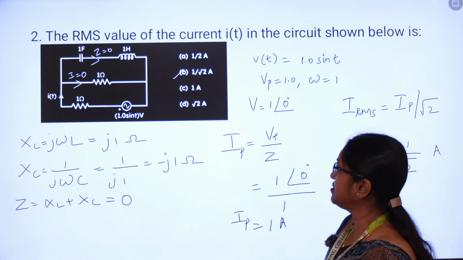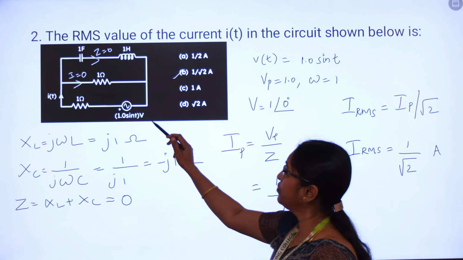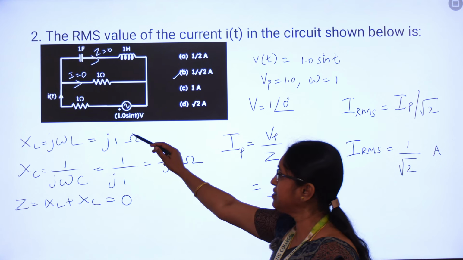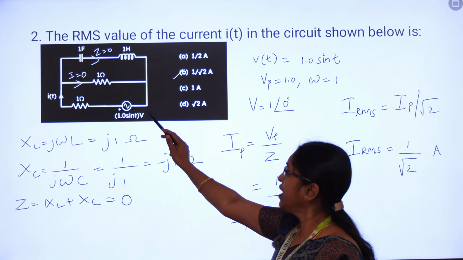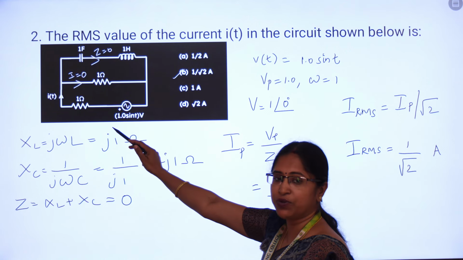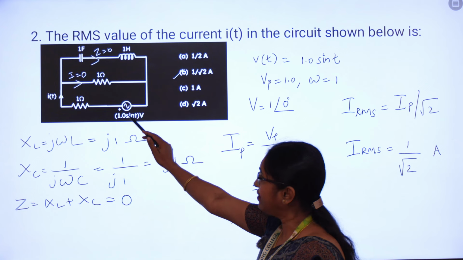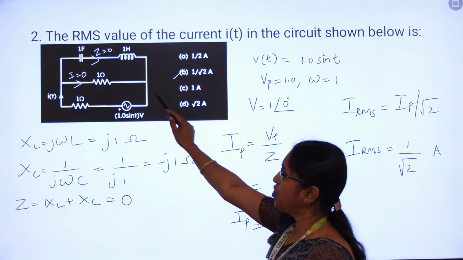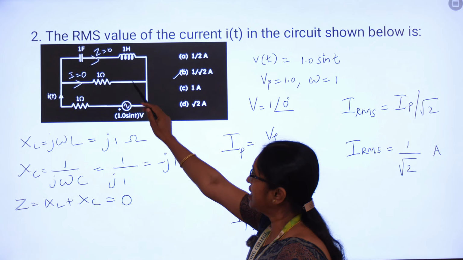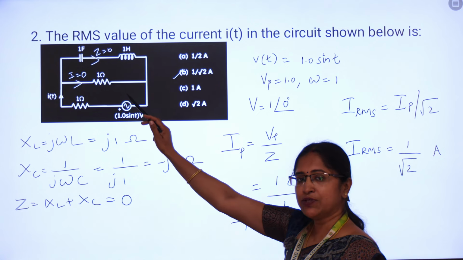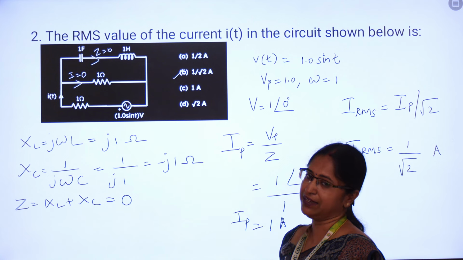So now we have seen the circuit that is given here. This is your supply voltage, and the supply voltage is given as 1 sin t. And it is connected with a 1 ohm resistance in series. And then you have two parallel branches. One has a 1 ohm resistance. The other has an inductance and a capacitance. The values are 1 farad and 1 henry.